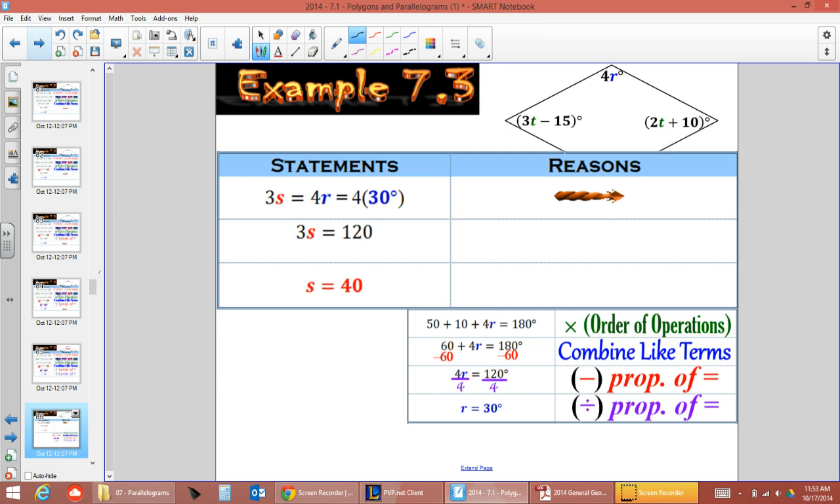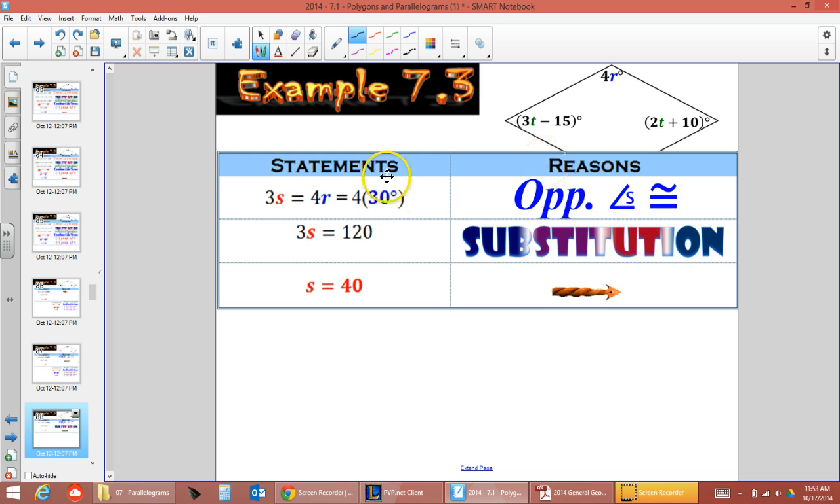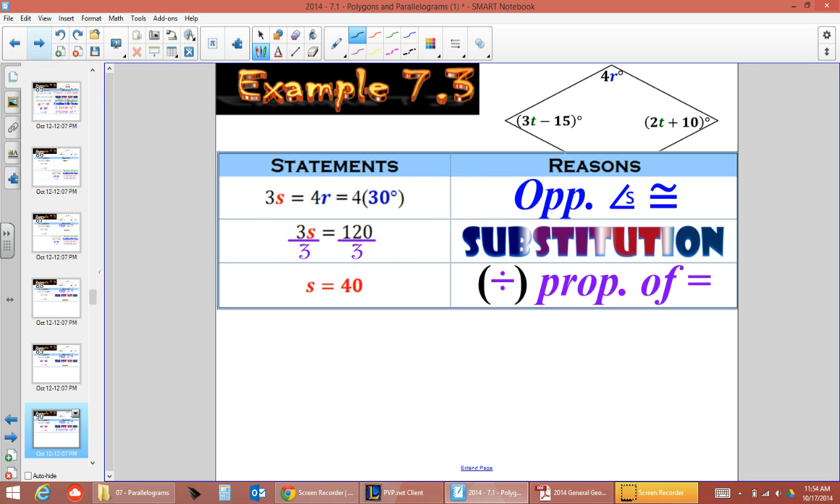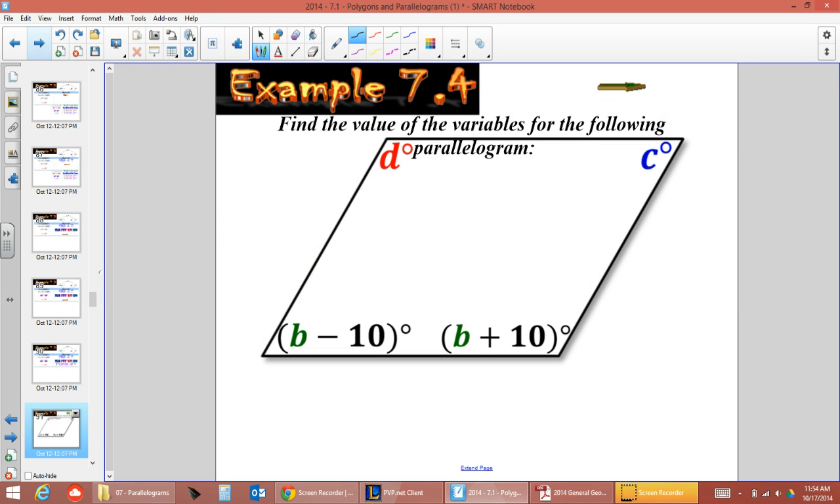With that completed, I come over here and I say, well, now I've got opposing angles 4r and 3s. Those are congruent to each other because opposite angles are congruent. Now I substitute in my 30 that I found for r and end up with 3s equals 120. I divide 3 over and I get s equals 40. So I was able to solve for all those variables because I first isolated the single variable, and then I did consecutive angles, and then I did opposing angles. Not too shabby. Oh, I like this one.